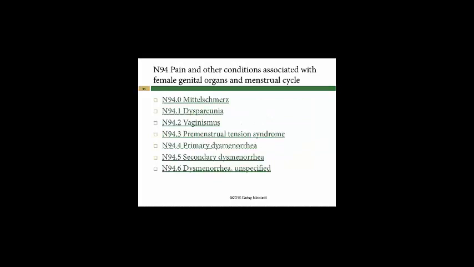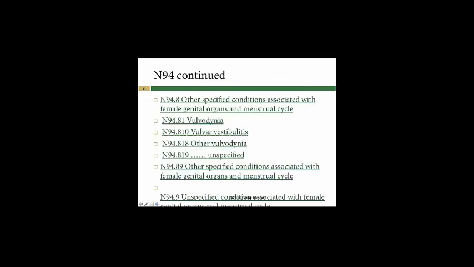And then other problems related to the menstrual cycle. Vaginismus, pain, dyspareunia, those are pretty straightforward for us. And finally, we come to just a few other codes from the N94 categories that, again, I think are not going to pose too much trouble to us when we go to code those.